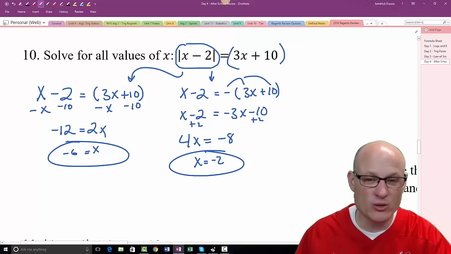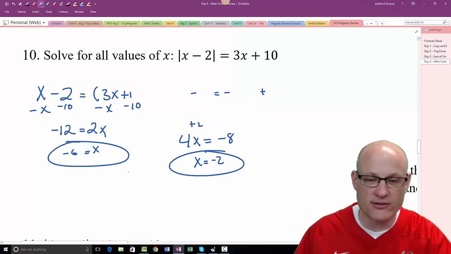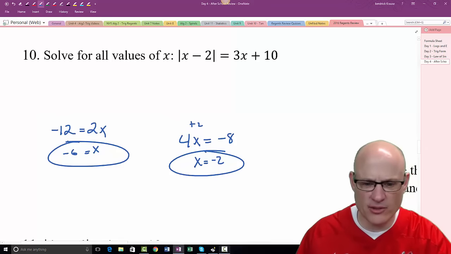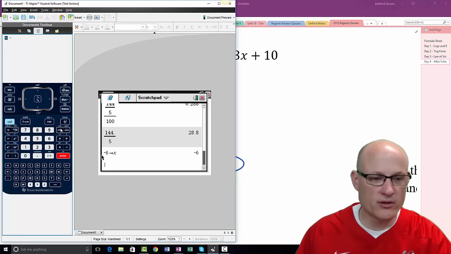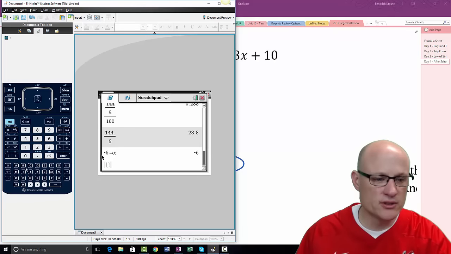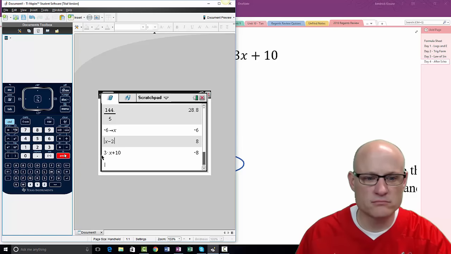Now, you really should check these. So let me erase this. Of course, I'm going to give my answers in curly brackets if they check. Not sure if these ones are going to check. We'll see. So I'm going to go to my calculator and store -6 into x. And I go in here, absolute values. There it is right there, the second row. Absolute value of x minus 2, and hit enter. And then I'm going to type 3x plus 10. And hopefully they're the same thing.